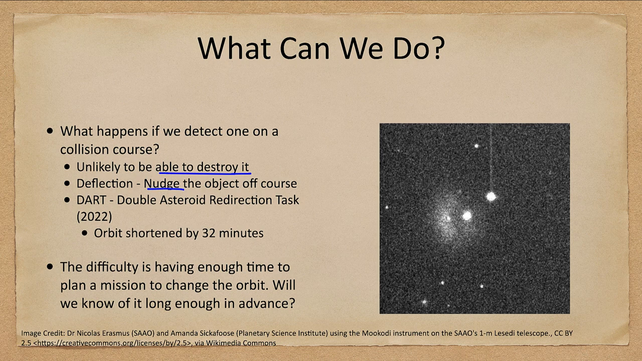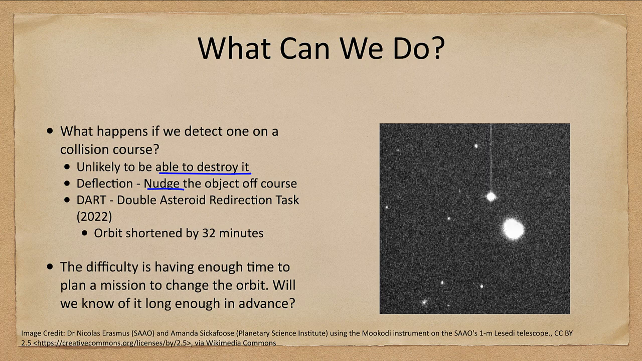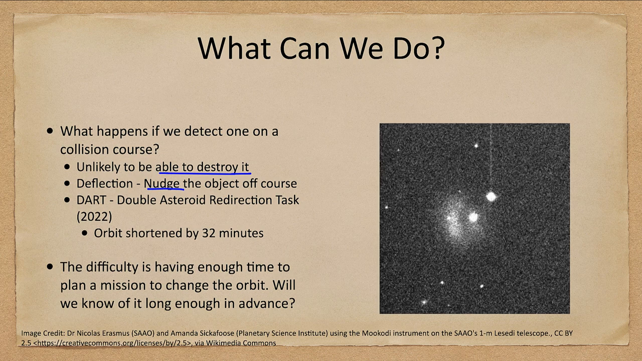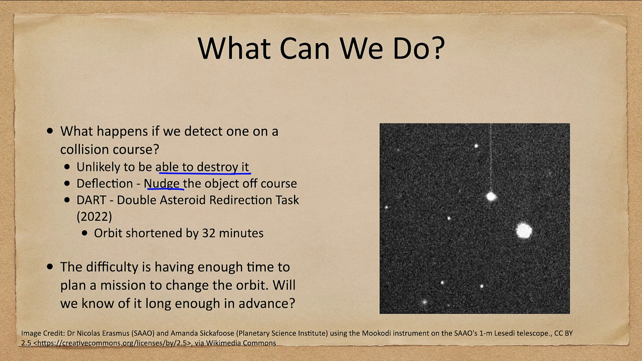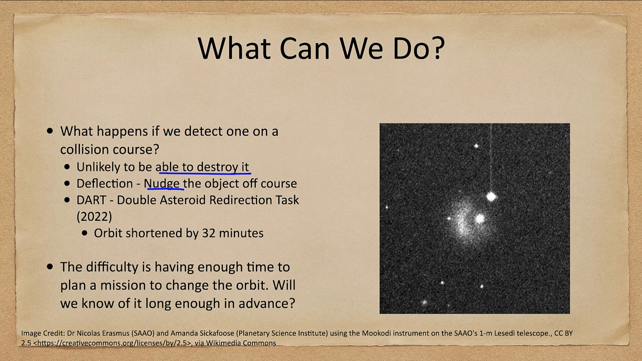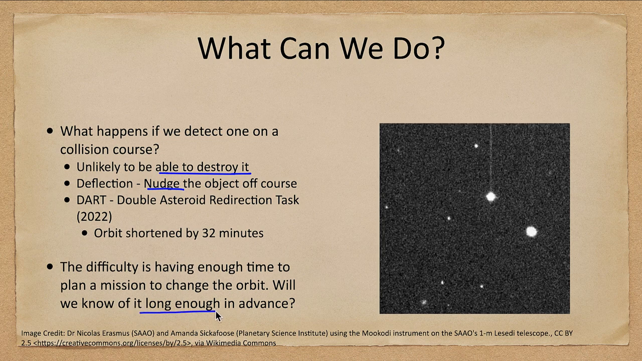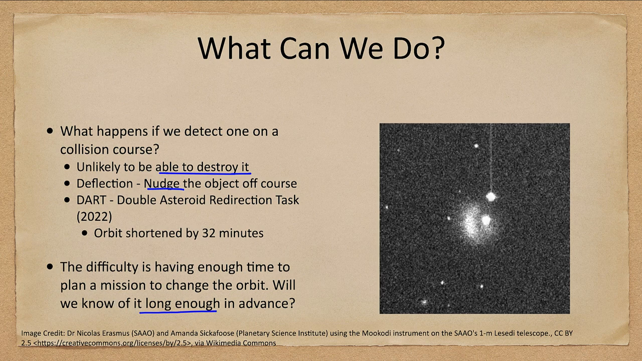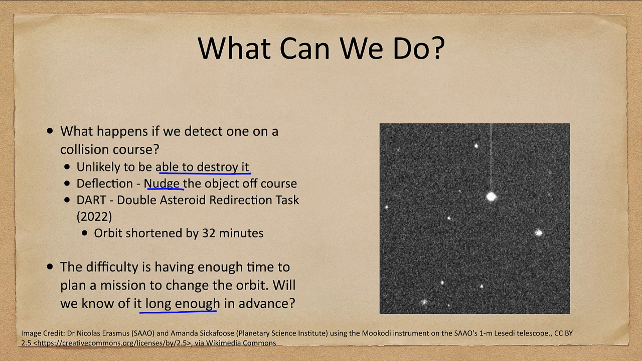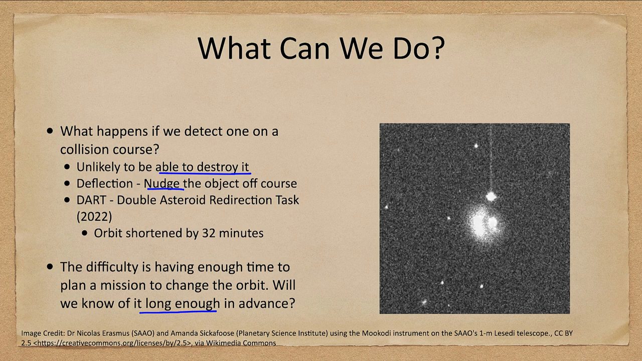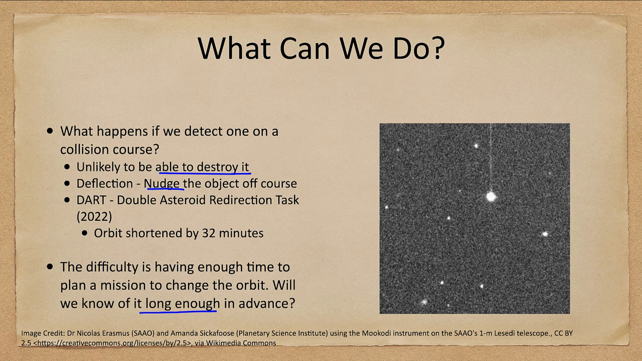And if we could detect something far enough in advance, we could do something like this to be able to deviate it. And again, the Earth is a very small cross section in space, so things have to be lined up just right. And a quick little nudge can mean the difference between getting struck and missing by hundreds of thousands of miles. The difficulty again is time. Will we know of it long enough in advance? As long as we know about it long enough in advance, something like this may be able to help. The closer it gets, the harder it is to redirect. You need more and more energy to change that asteroid's orbit the closer it gets to Earth.